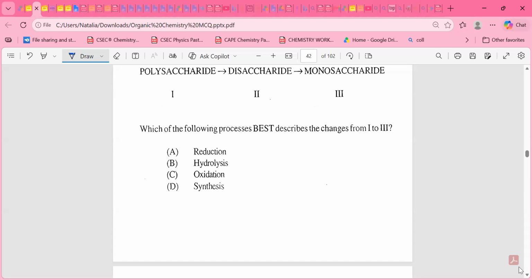Which of the following processes best describes the chain? So we have a polysaccharide going to form a disaccharide, going back to a monosaccharide. When we're going from glucose to form the polysaccharide, it was a condensation reaction where we remove water. Now to do the opposite, we need to add back water. And when we add water, that's called hydrolysis.